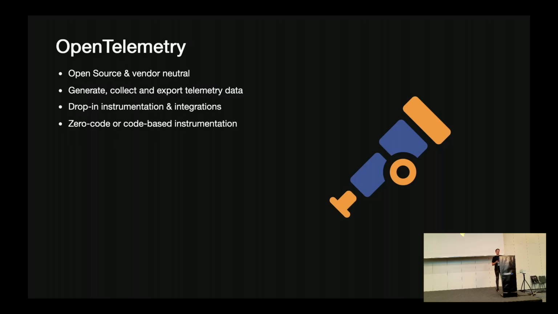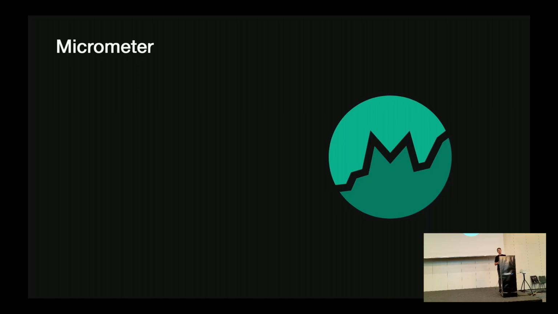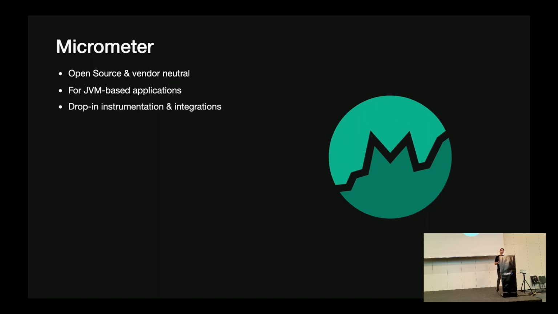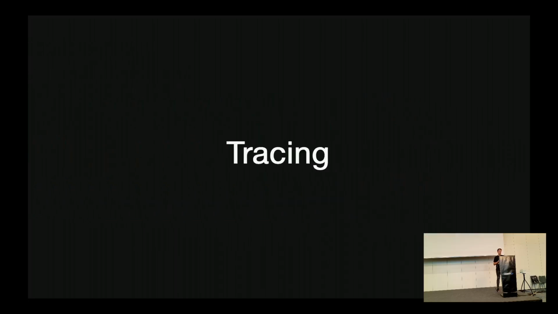But as the Java agent does not support native images, we are going to look at code-based instrumentation in the following examples. Micrometer, on the other side, is also open source and vendor neutral, and Micrometer provides a facade for many popular observability systems, and it allows us to instrument our JVM-based applications. And I think Micrometer and OpenTelemetry complement each other quite well and are therefore a good combination for observing our Hilla app.